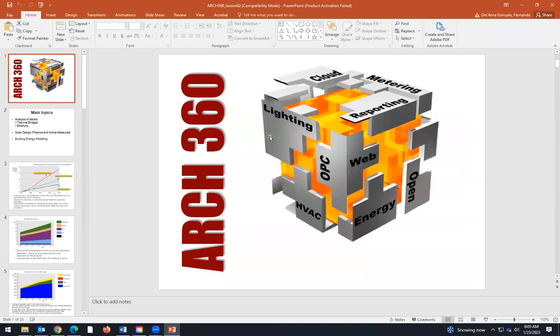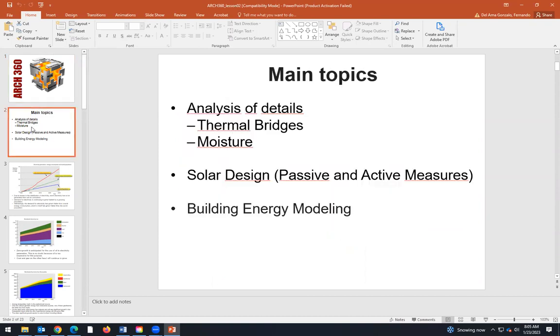And let's start the lesson. Well, first, it's an introduction to the world or the global issues in terms of energy consumption, in terms of fuels, or in terms of energy sources that we have.